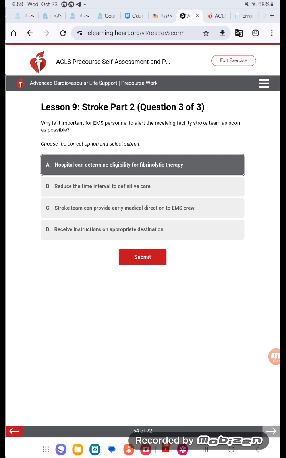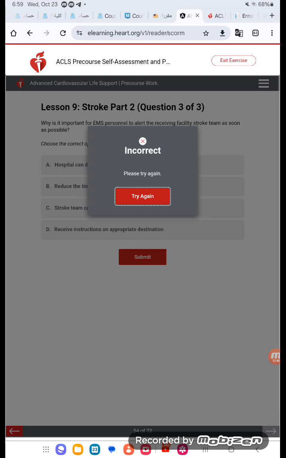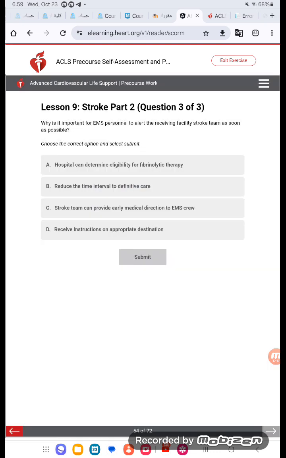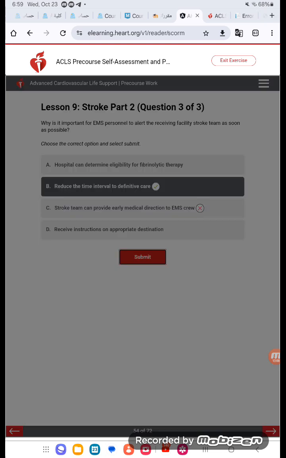طيب، ستروك تيم كان بروفايد early medical direction to EMS برضه صحيحة، وreceiving instruction أو appropriate destination برضه صحيحة. يعني برضه ممكن يضربوا للمستشفى، المستشفى يقوم يديهم تعليمات أنه امشوا الحتة الفلانية ما تجوا الحتة دي. صحيحة. لكن الأولوية أنا أعتقد أنه عشان يجهزوا الفيبرونيتيك. الستروك provide early medical direction to EMS crew, reduce time to definitive care، كلها صحيحة.